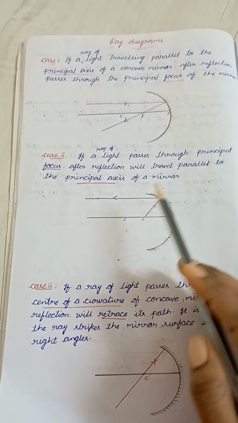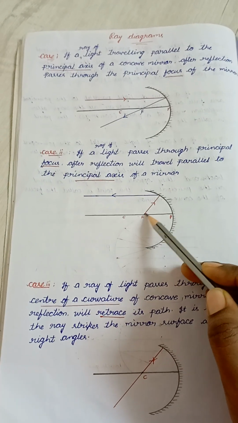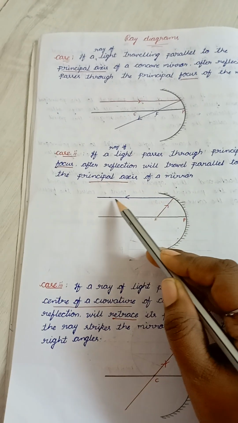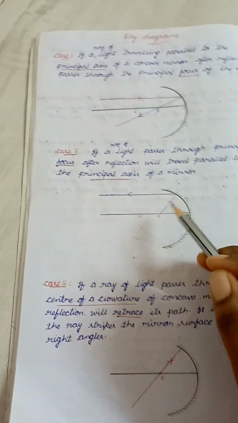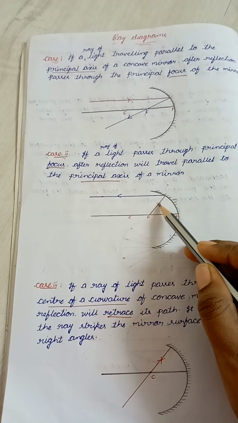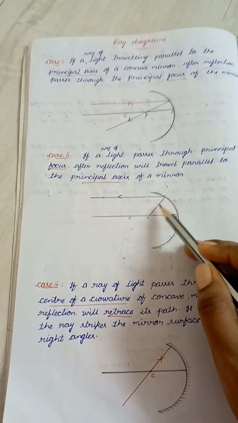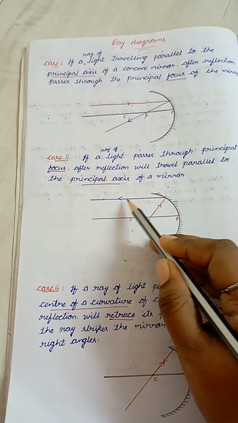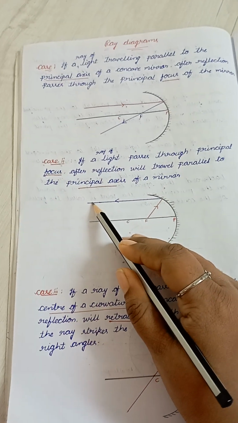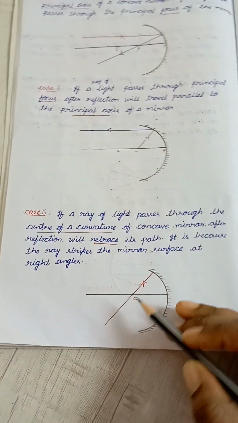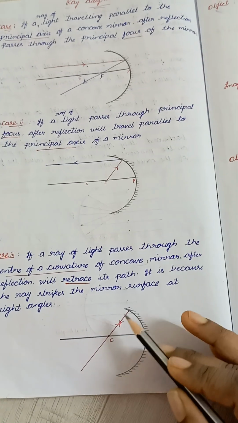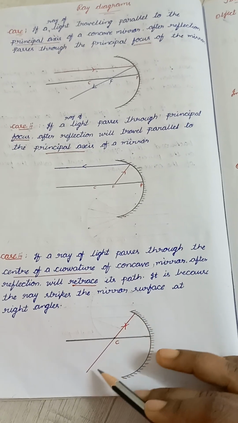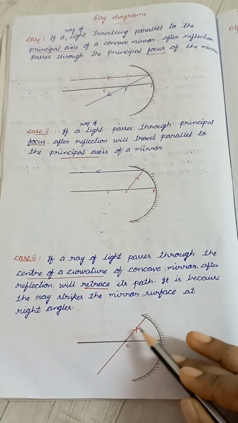Second case, if the light ray passes through the focus, after reflection it travels parallel to the principal axis. Next, if a light ray is incident along the center of curvature, after reflection again it will retrace its path.